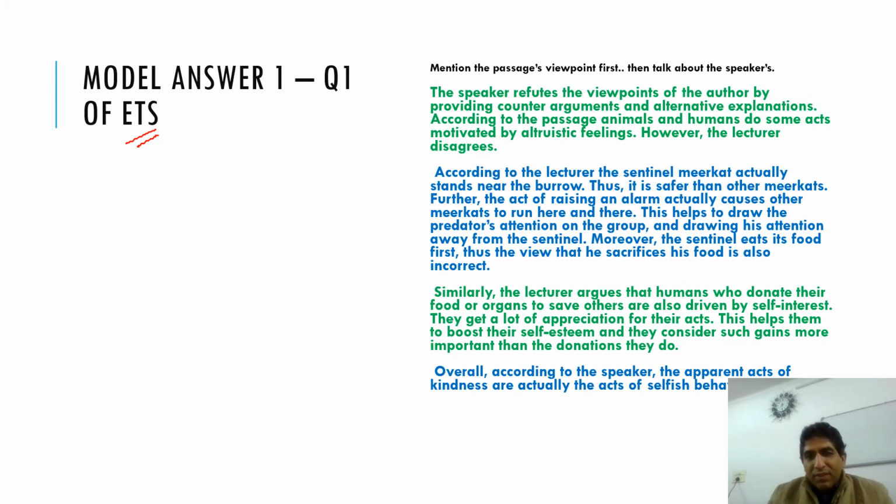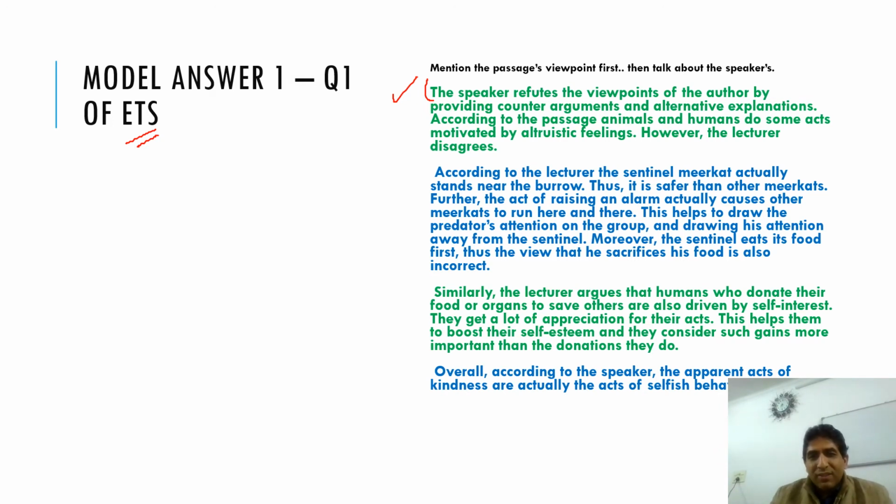So, the structure, we have used those standard phrases to write the answer. At the beginning itself, we are saying the speaker refutes the viewpoints of the author by providing counter arguments and alternative explanations. So this is something which you can use in all the questions. According to the passage, animals and humans do some acts motivated by altruistic feelings, or show altruistic behavior in certain situations.